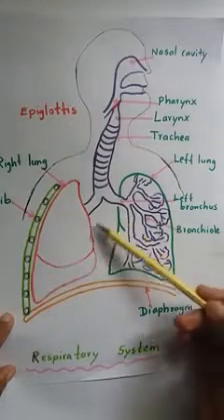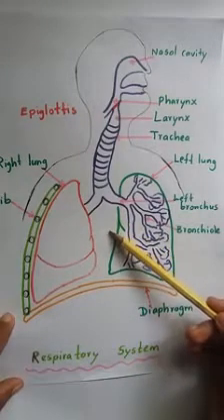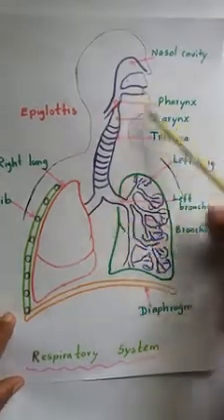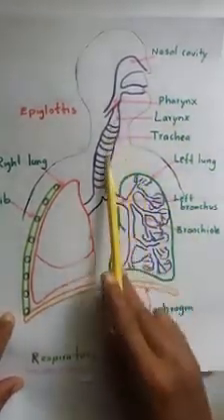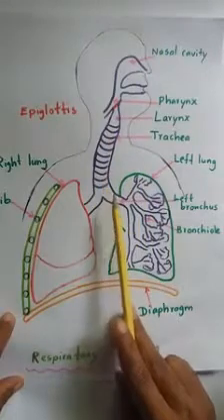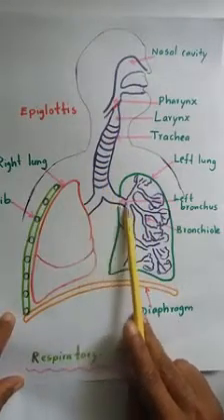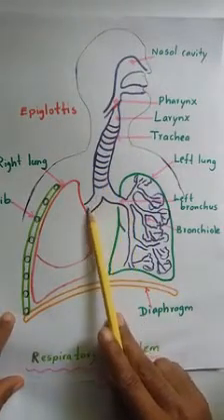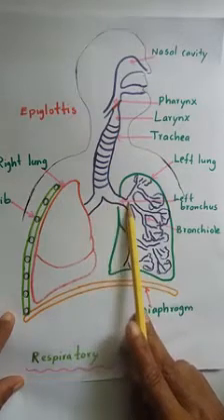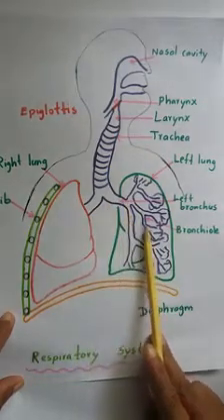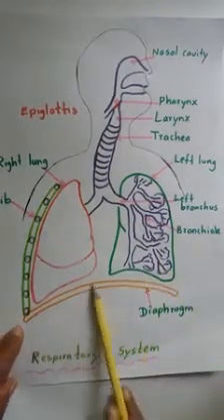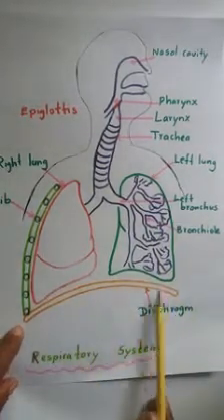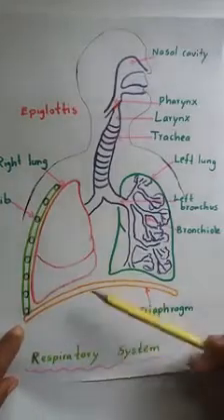I have not drawn the heart because to make you understand easier, I drew only the respiratory system, right? And your trachea is splitting into two as left bronchus and right bronchus. The left bronchus splits and forms the bronchioles. Okay, down here you have the diaphragm. It's a muscle. It's able to move up and down, right?